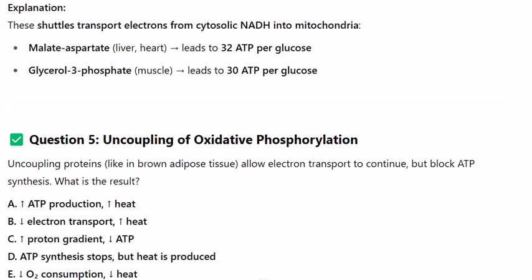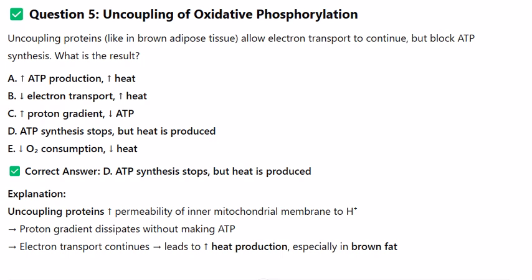Question 5. Uncoupling of oxidative phosphorylation. Uncoupling proteins, like in brown adipose tissue, allow electron transport to continue but block ATP synthesis. What is the result? A. ATP production, heat. B. Electron transport. C. Proton gradient, ATP. D. ATP synthesis stops, but heat is produced. E. O2 consumption, heat. Correct answer D. ATP synthesis stops, but heat is produced.